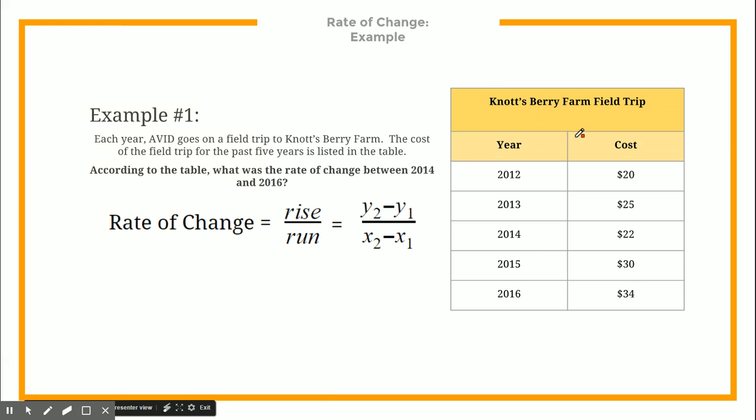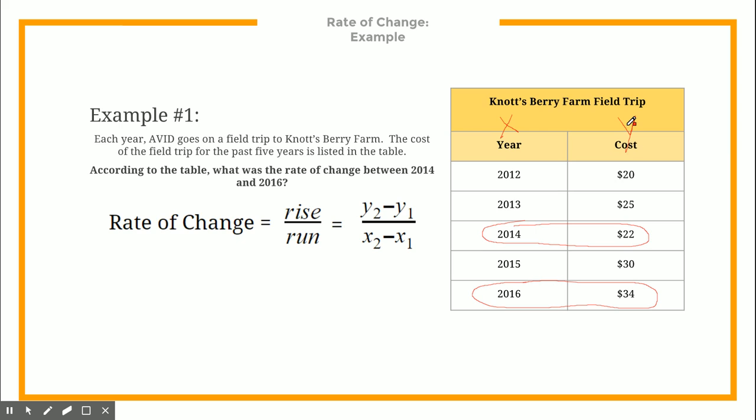Now, since they're talking about two specific dates, you're only going to focus on those dates. Okay, so you're going to focus on the date 2014 and 2016. None of those other dates, okay? And when you look at the table, this is your x values and this is your y values.